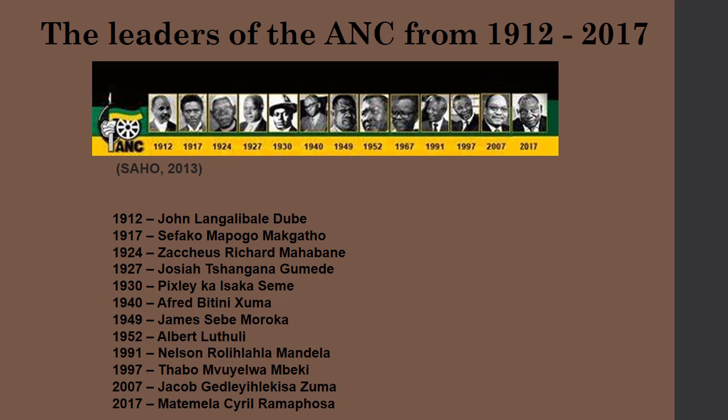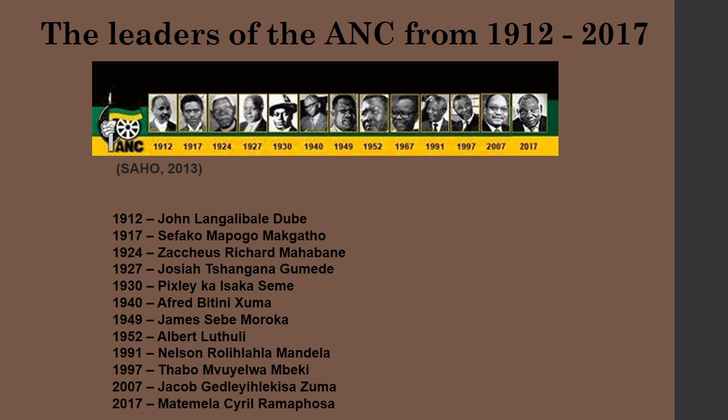Now I'm going to take you through the timeline of the ANC leaders. ANC was founded in 1912. So the first president of ANC was John Langalibalele Dube. In 1917, the president of ANC was Sefako Mapugo Makgatho. In 1924, it was Zacchaeus Richard Mahabane. In 1927, it was Josiah Changana Gumede. In 1930, it was Pixley Kaisaka Seme.